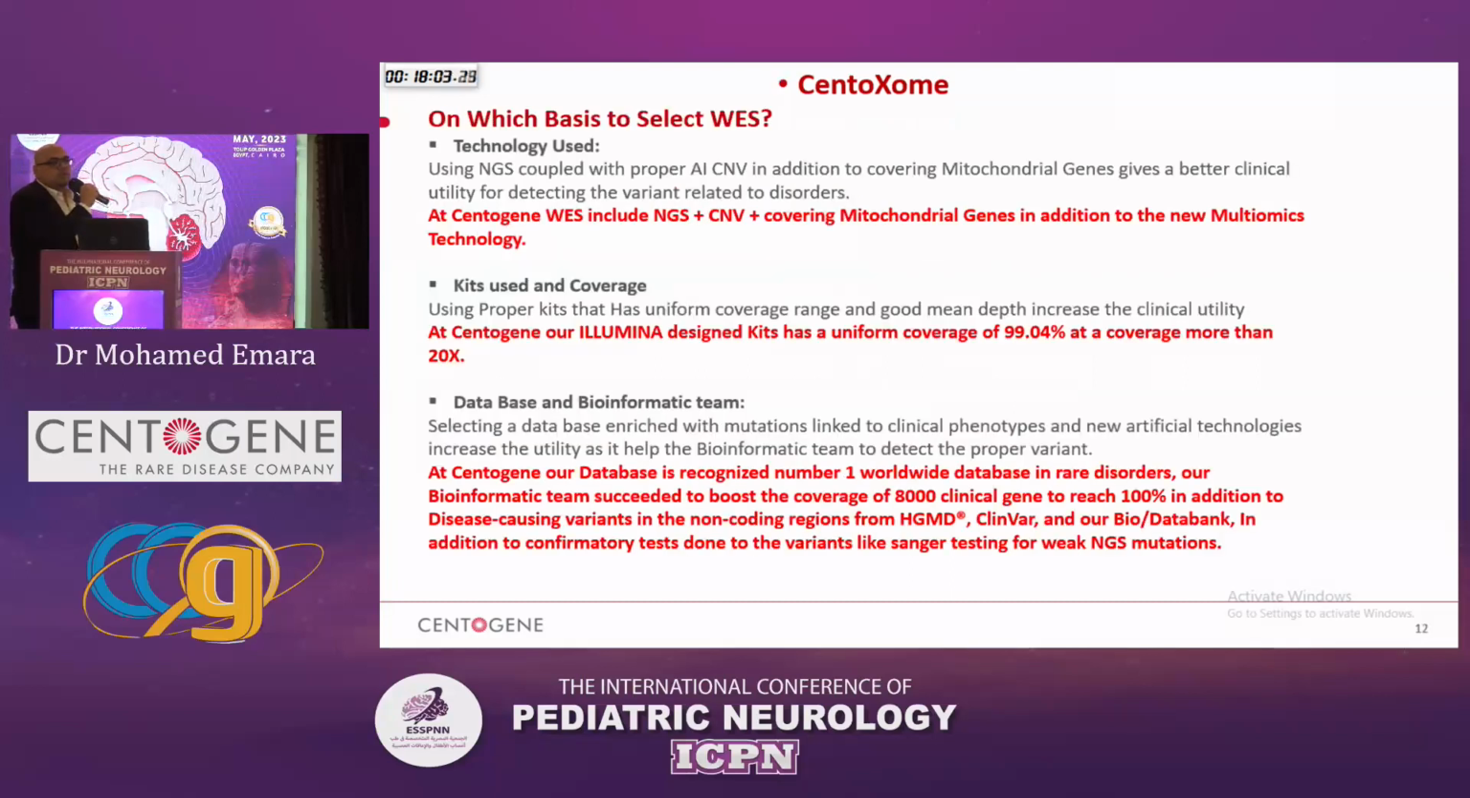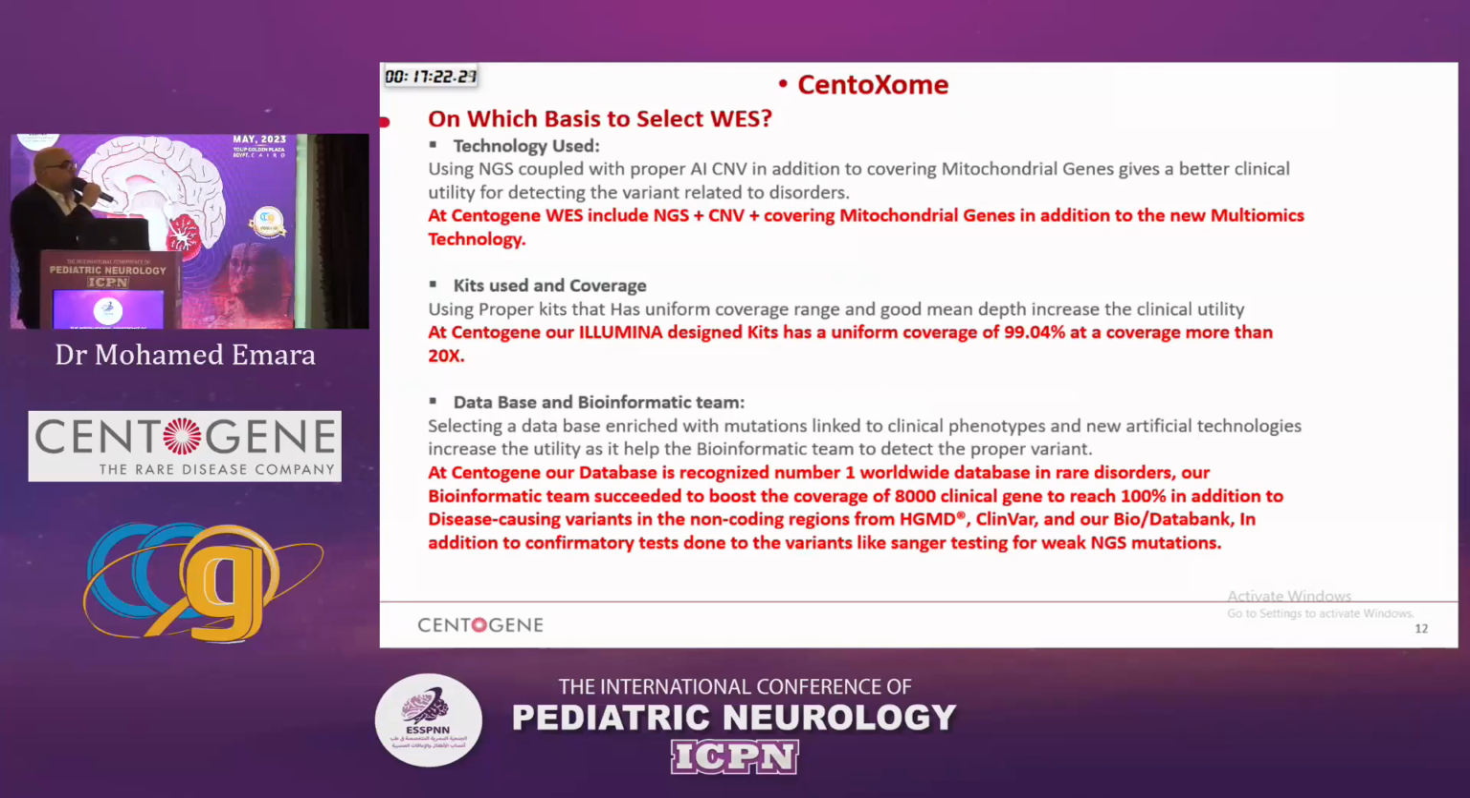Okay, on which basis should I select the whole exome? There are three main bases to select a whole exome. Selecting a whole exome based on the technology used. As we know, whole exome, from the name whole exome sequencing, is covering the exonic regions by a sequencing technique, which is NGS. So adding other techniques to the whole exome makes better clinical utility for the physician and makes it better able to detect the variants that can cause the disease, like the copy number variants, which are related to exonic deletions and duplications.